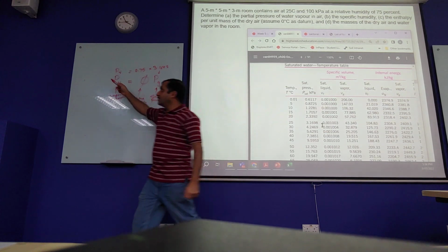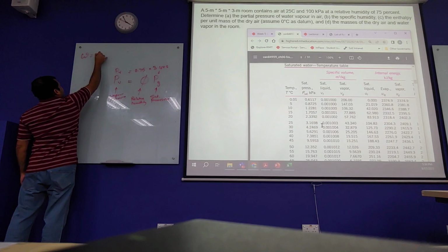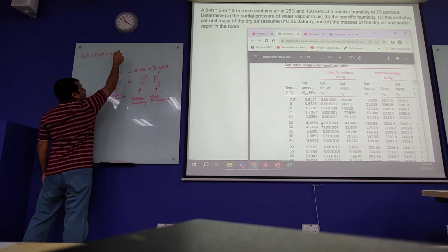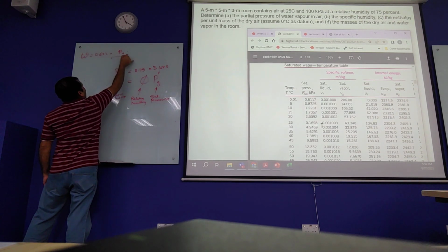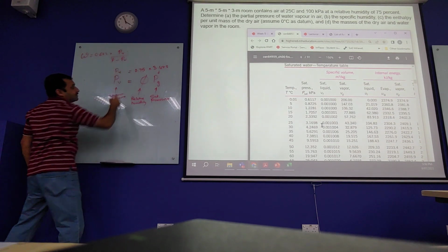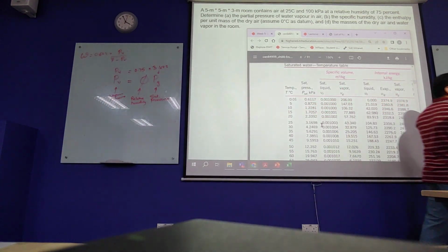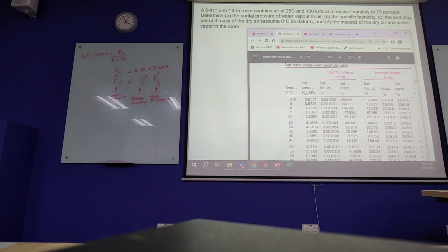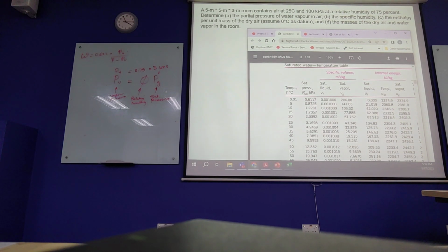Once you know the vapor pressure, you can find omega. 0.622 times, what is the equation? P vapor divided by P minus P vapor. Wasn't it? So that's the first bit. We have found the partial pressure, which is given in the equation there. So 0.75 times 3.1698. So that part is done.